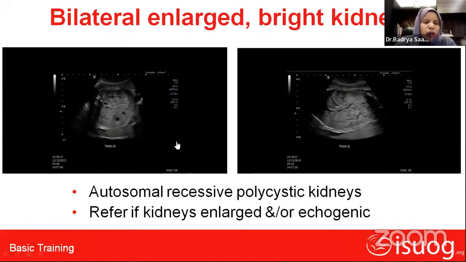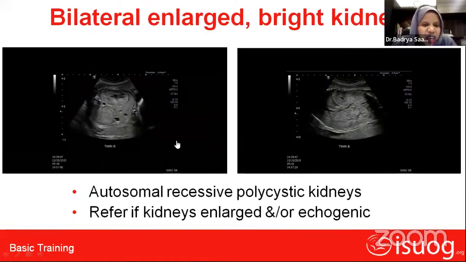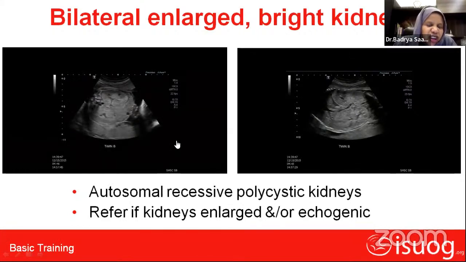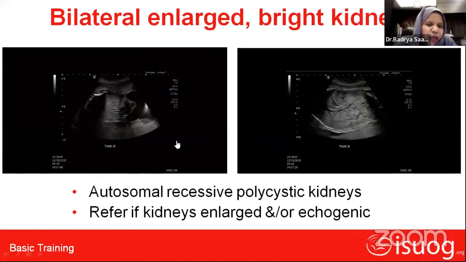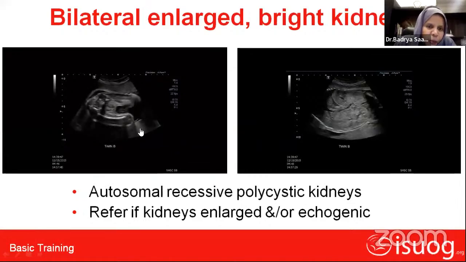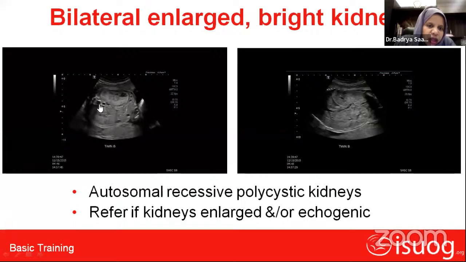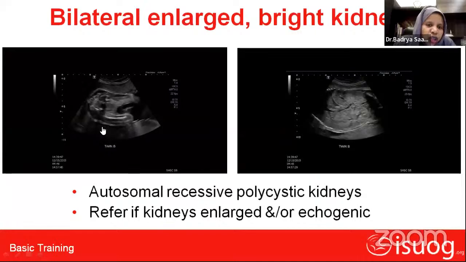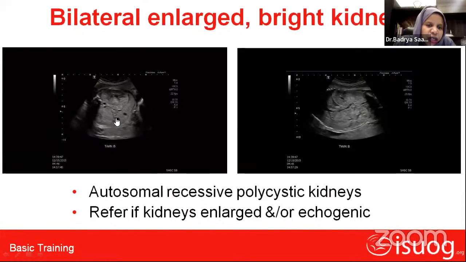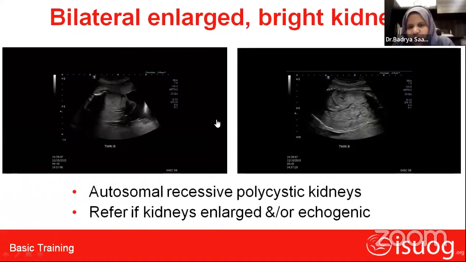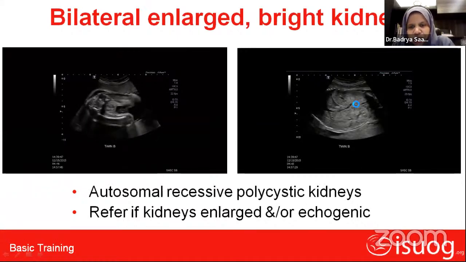Now moving to another abnormality in the urinary system. It's polycystic kidney disease. As you can see in the view, the transverse section of both kidneys, where you can see the spine here, the vertebra, and both kidneys, they are huge, enlarged, and they also look echogenic. So I can say here the same.